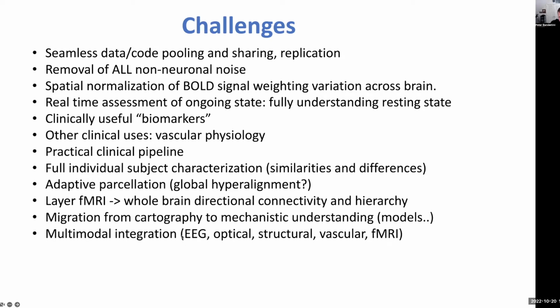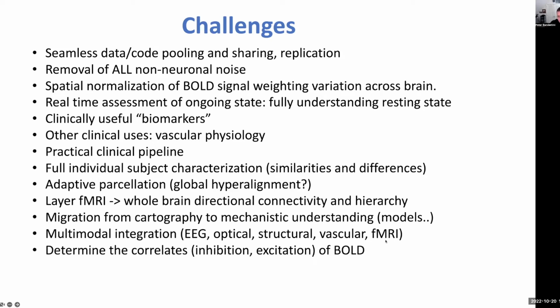Multimodal integration. Of course, there are many temporal and spatial scales that we don't have access to with fMRI. They're all extremely complementary. The more we can do this seamlessly, the better off we'll be. And determine the correlates. Potentially, I think we have a potential for understanding inhibition and excitation with BOLD contrast.